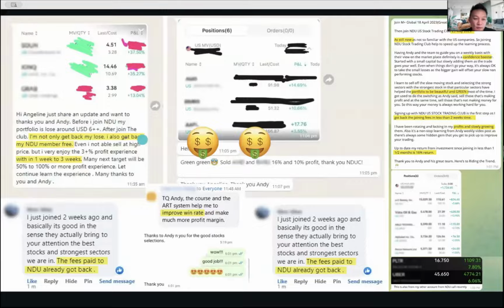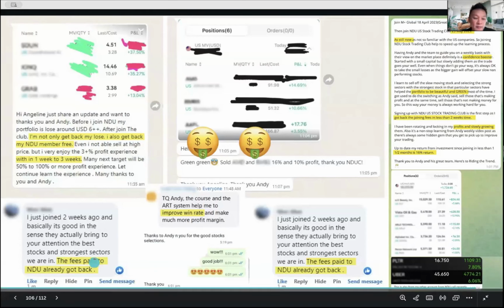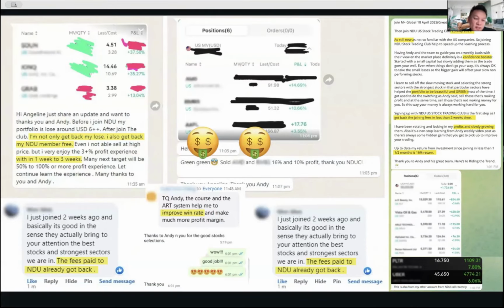There are a lot of these: I'm not only getting back my loss, but also getting back the NDU member fee within 1 week to 3 weeks. Just 1 week to 3 weeks, right? Improve win rate. The fees paid to NDU already got back. Anyway, even without this, the time will still be going.